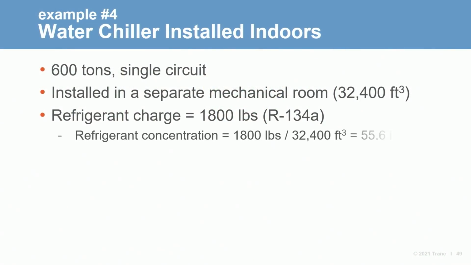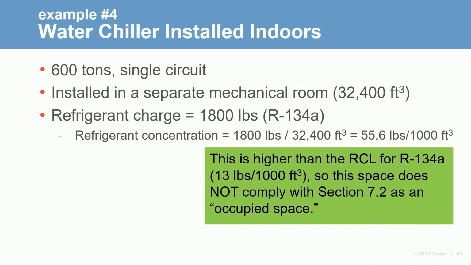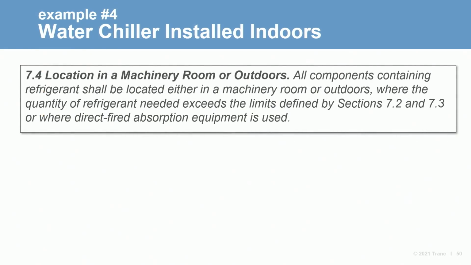However, when we calculate the refrigerant concentration, it is 55.6. Standard 34 lists the maximum RCL for R134A as 13. This is not going to work. This requires we do something different. Where the quantity of the refrigerant exceeds the limits defined by Section 7.2 and 7.3, Standard 15 provides an alternative path in Section 7.4. This is called a machinery room.